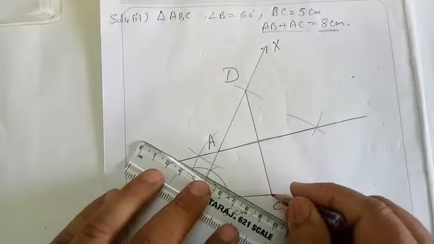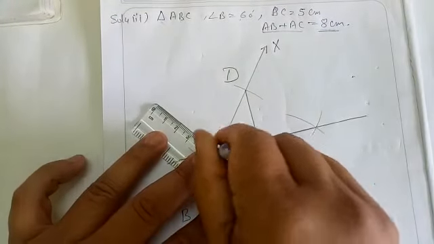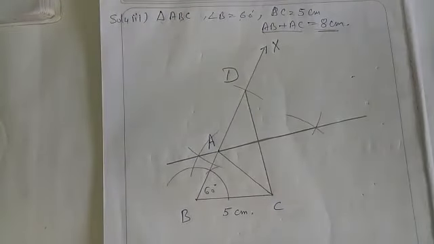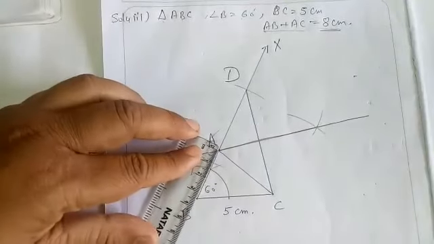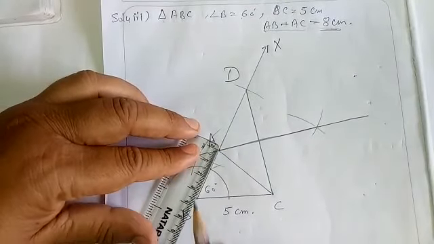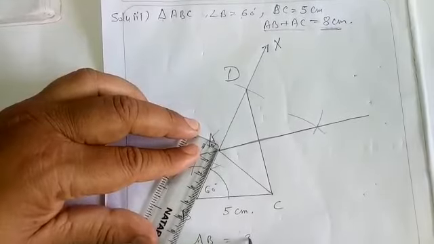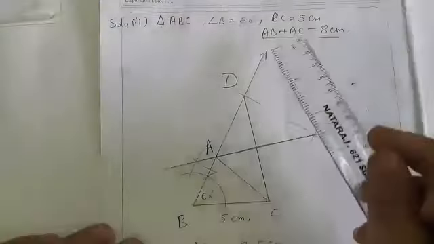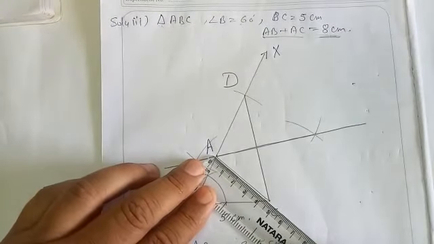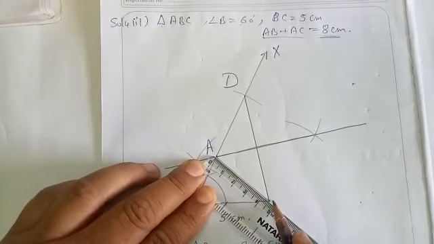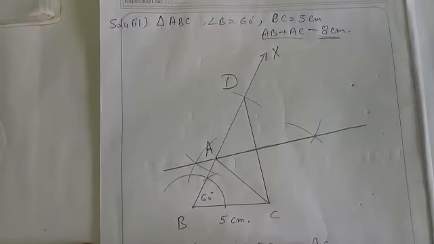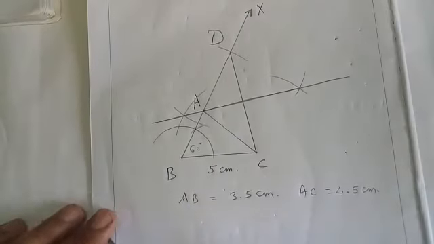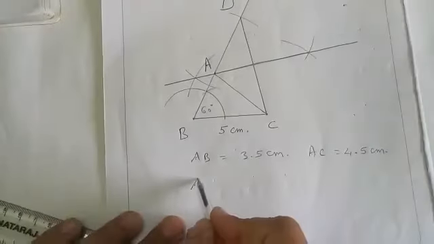Join AC. Now what was the question? AB plus AC equals 8 centimeter. You measure AB. How much is it coming? AB is coming 3.5. You write AB equals 3.5 centimeter. Now next is AC. How much is AC coming? You measure over here, it is coming 4.5 centimeter. AC equals 4.5 centimeter.